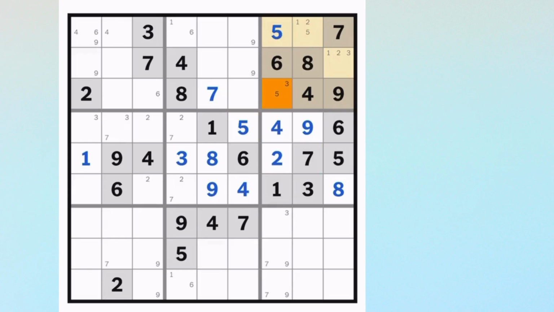And this becomes 3. So we remove 3 from here, we remove 5 from here. So there are only 2 cells with 1 and 2. Okay. Now these are the 2 cells where 3 is a likely candidate.